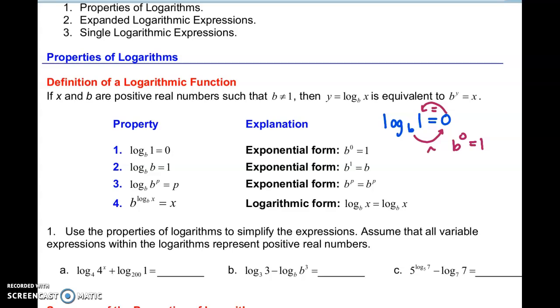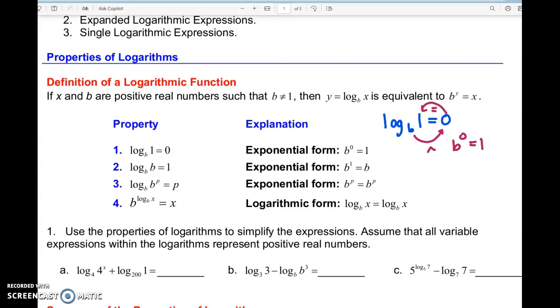power is 1. The next one, you have the log base b of b is equal to 1. And why this is true is because when you write it in exponential form, it'd be the base raised to the answer is equal to b. So draw the arrows to help you see how to write it in that exponential form. b to the first equals b. And then we have some other properties here.